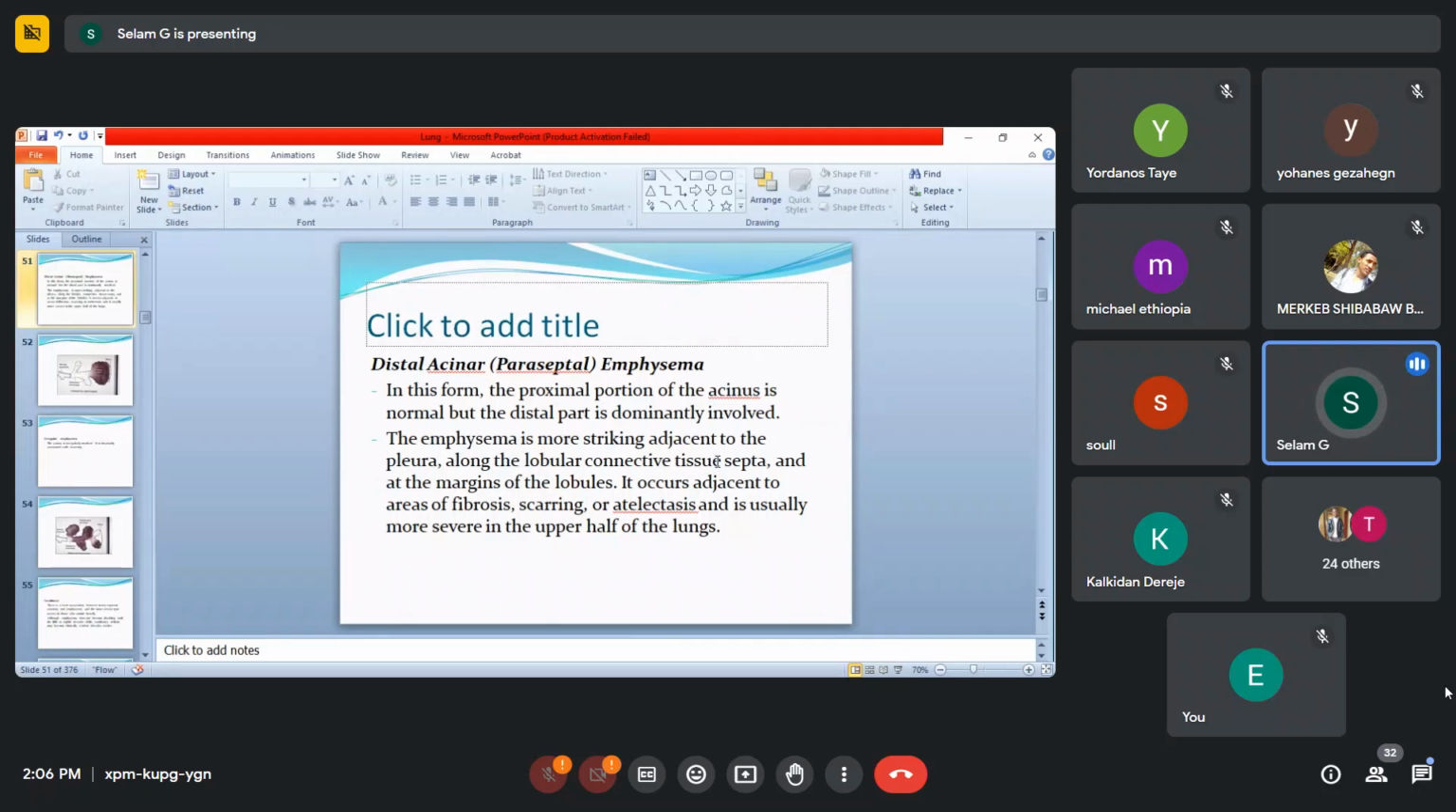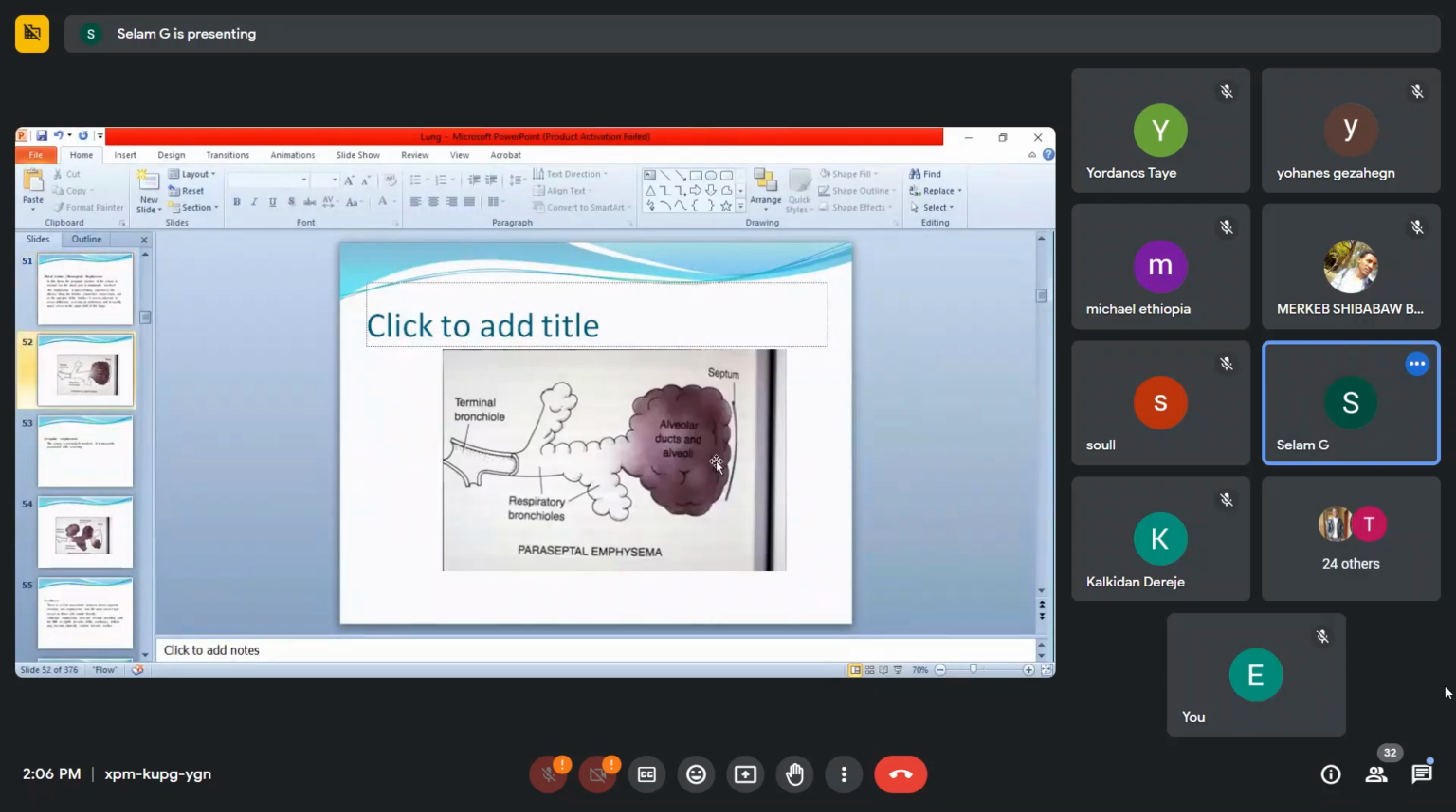but the distal part is dominantly involved, and the emphysema is more striking adjacent to the pleura, along the lobular connective tissue septa and at the margin of the lobules. This occurs adjacent to areas of fibrosis, scarring, or atelectasis, and is usually more severe in the upper half of the lung. So this is distal acinar or paraseptal emphysema. It involves the terminal alveolar ducts and the blind alveoli, which is usually found around the periphery.